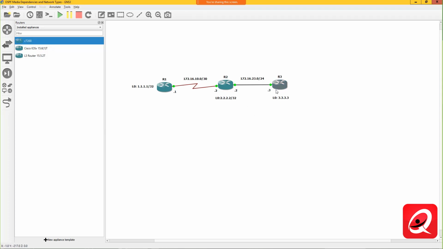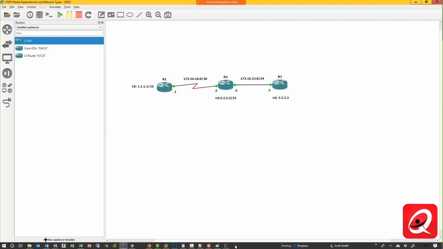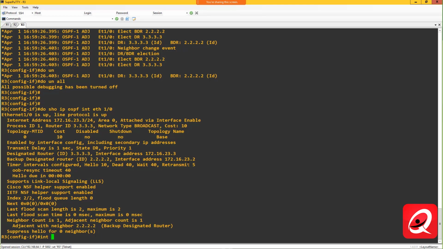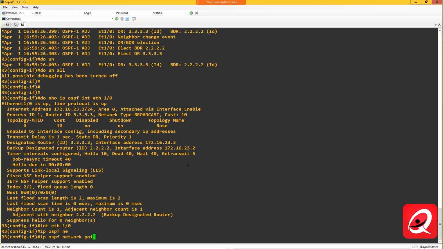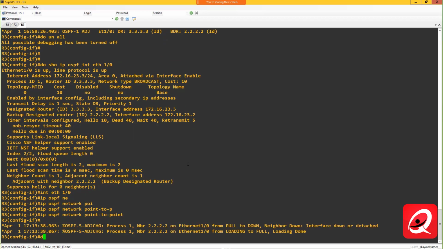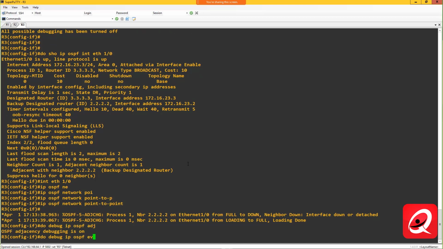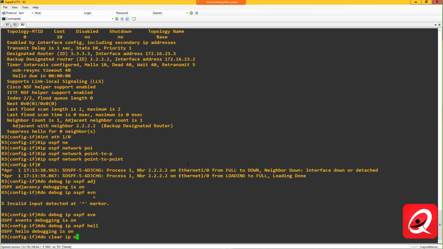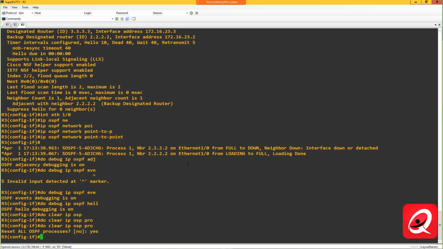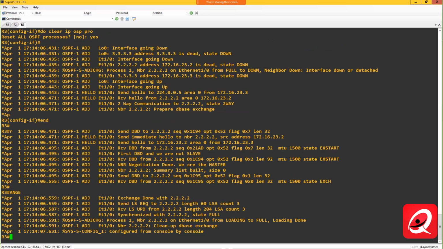I'm going to configure router 3's interface as a point-to-point interface as opposed to broadcast. So I'm going to go into interface Ethernet 1.0, ip ospf network type point-to-point. All right, and let me go ahead and actually do our debugs. Debug ip ospf adjacency, events, and hellos. And I'm going to do a clear ip ospf process. And let's see what we see in the adjacency process.